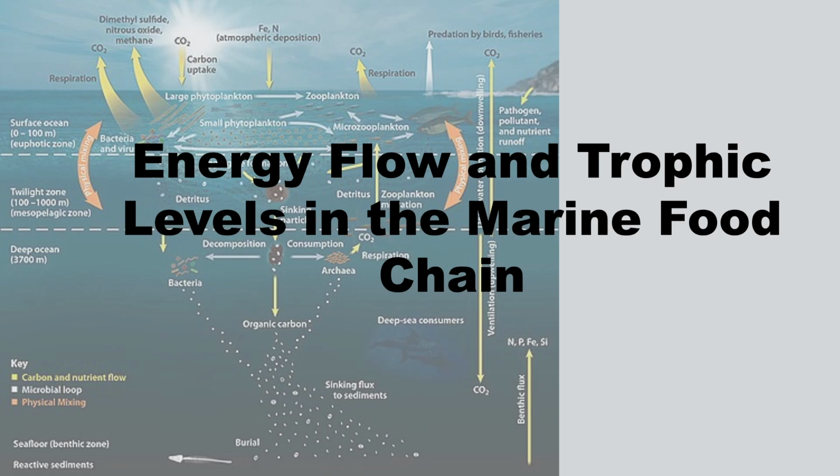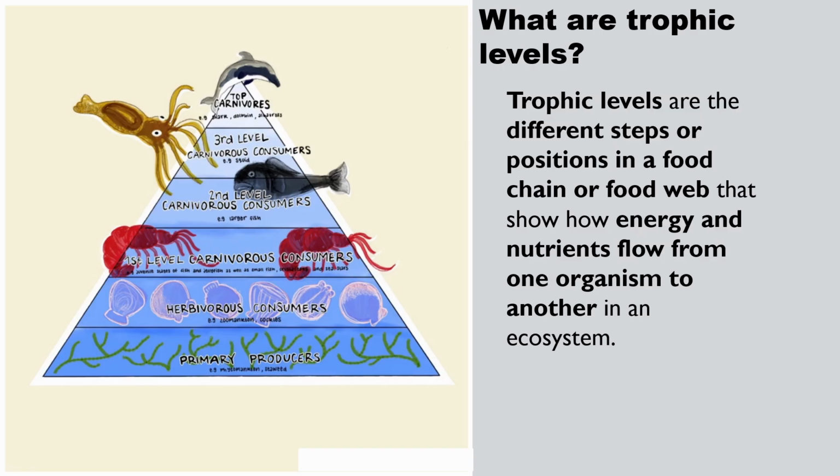Have you ever wondered how tiny organisms in the ocean can eventually fuel huge fishes, even sharks? Today, we'll explore how energy flows through trophic levels in the open ocean ecosystem. So, first, let us understand what trophic levels are.